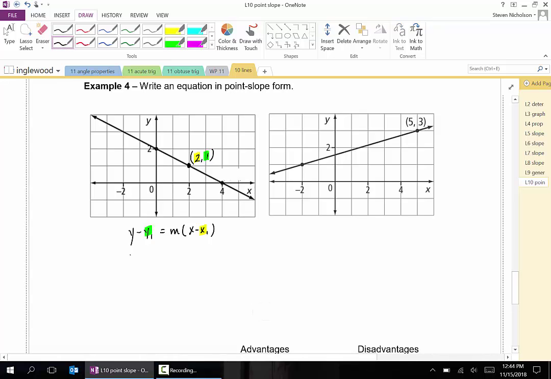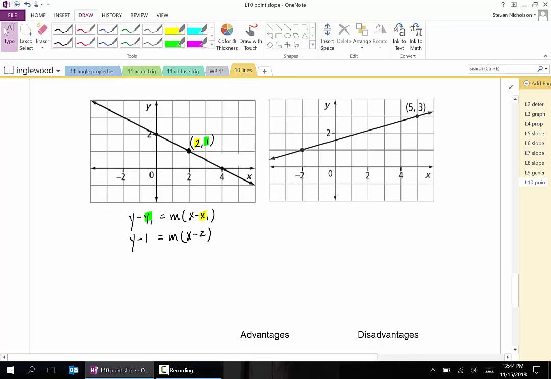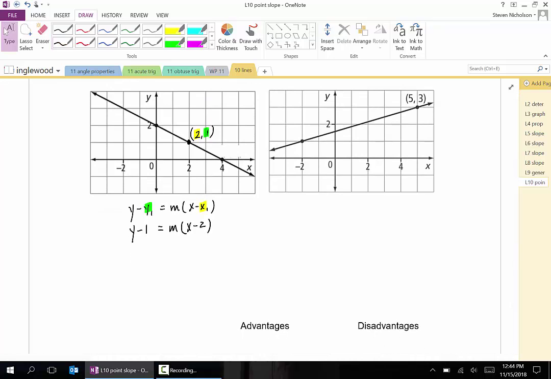So if I do this in a 2-step problem, this would be y minus 1 equals m times x minus 2, and the only thing I'd have to do now is figure out the slope. And again, we know how to figure out the slope. I know that's a negative slope. It's down 1 and right 2. So finally, the last piece of information, or the first, it really wouldn't matter, is that. So there's that equation of that line right there.